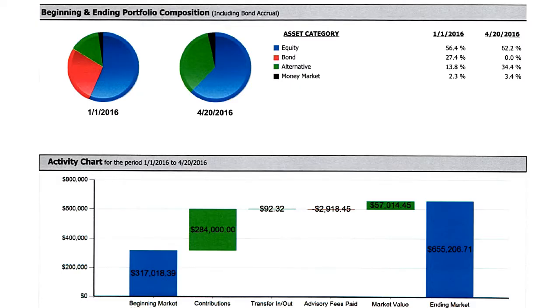The next 2 sections on your statement reflect activity in your accounts in total for the period of the statement. The beginning and ending portfolio composition indicates how we at Cyr Financial have actively managed your money. You will see your allocations to equities, bonds, alternatives, money markets, or in some cases, fixed guaranteed accounts. The activity chart shows the amount that you started with at the beginning of the period, the amount you contributed, net transfers in or out, the amount of fees you've paid to Cyr Financial, as well as the amount that your portfolio has gone up or down for the statement period, and finally, the ending balance once again.